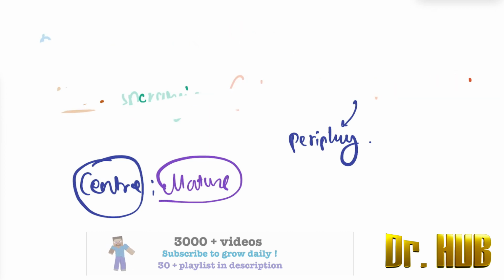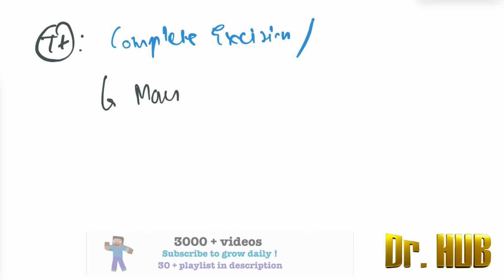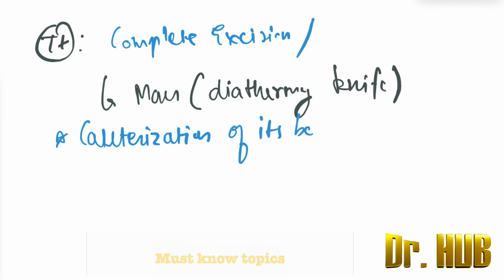Now let's look at how to treat this. How to treat Rhinosporidiosis? The treatment includes a complete excision of the mass with a diathermy knife, as well as cauterization of its base.